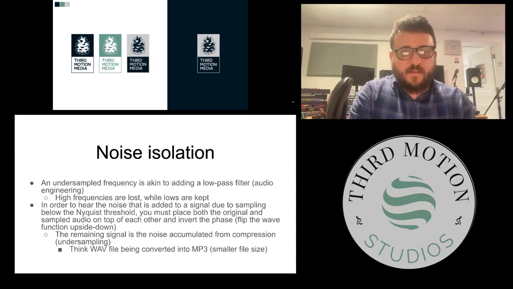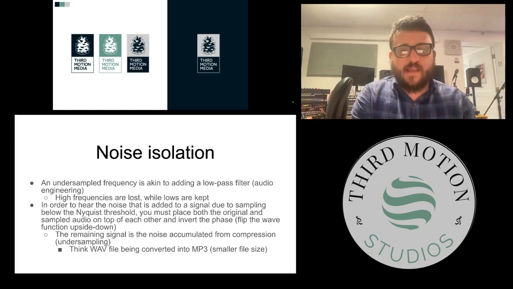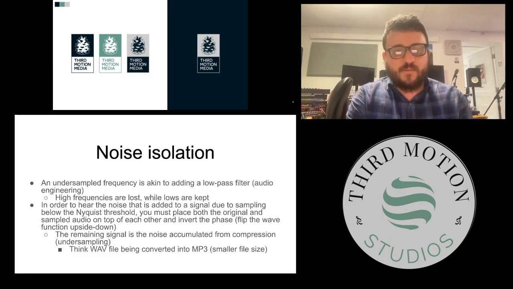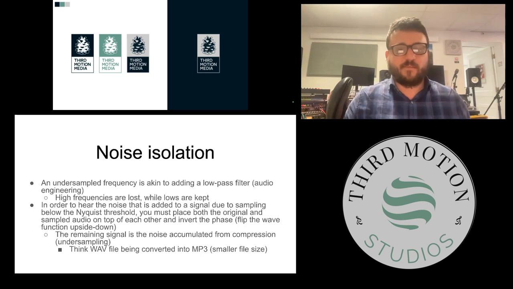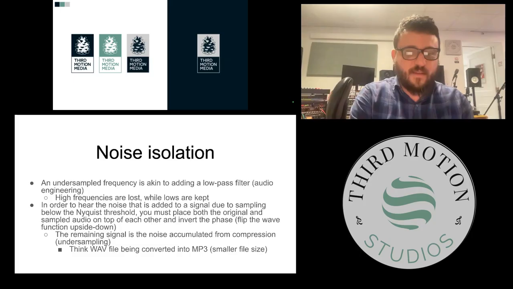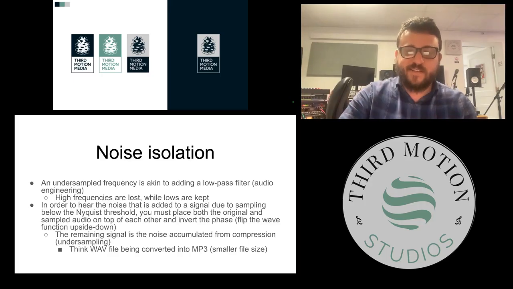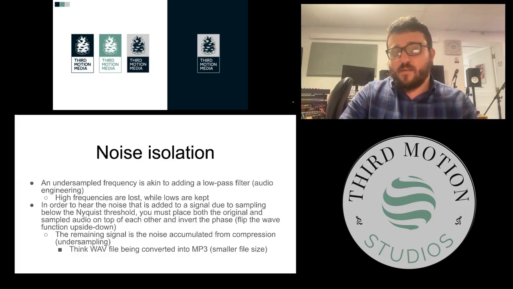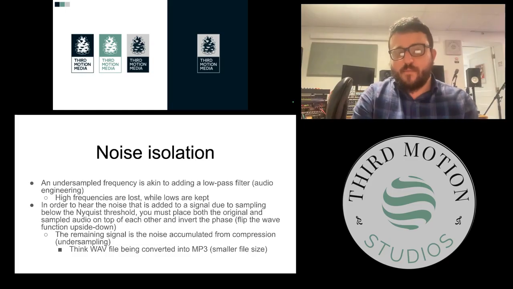So, noise isolation. Basically, an undersampled frequency is like, if you're an audio tech person, adding a low pass filter, which means that you're basically filtering out high frequency content of your signal. You lose the highs and you keep the lows. In order to hear the noise that you get from this misrepresentation, like turning a wave into an MP3, you're going to have to place both the original and the sampled file on top of each other, like in your digital audio workstation, for example, and flip the wave function upside down. Ideally you would get a full cancellation, because usually if you flip a signal against itself, you will cancel it out, but since they are not the exact same signal, you will hear some residual noise. If you do that with a wave and an MP3, you will be surprised to find some noise at the bottom of it.